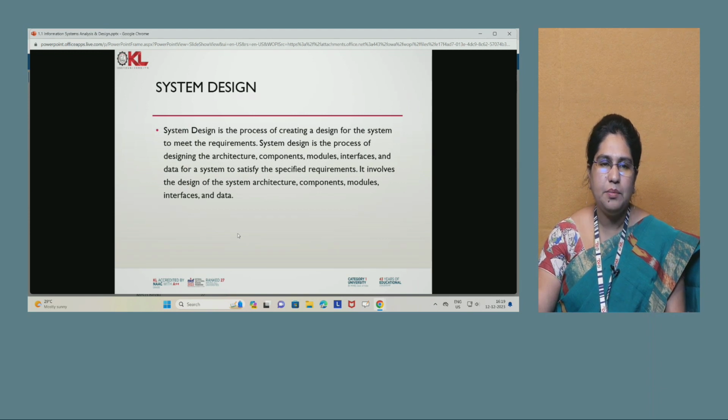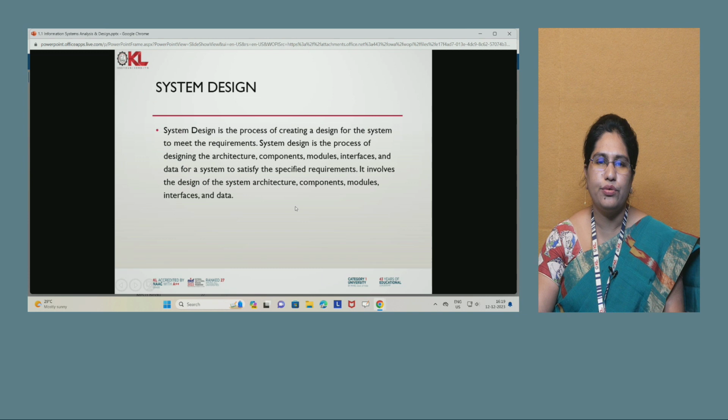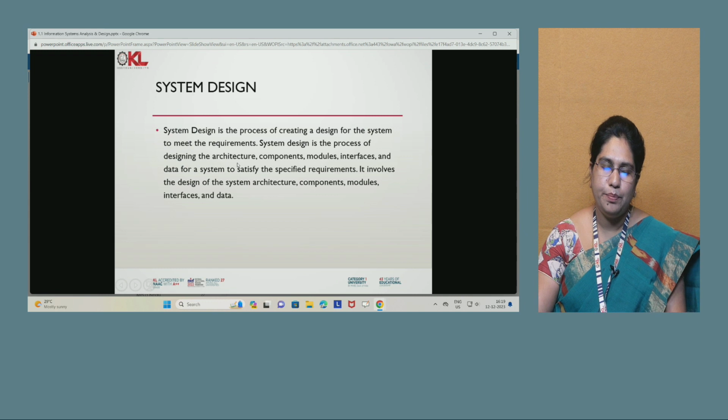What is system design? In the starting of the session I discussed system design, which is used to create a design for the system to meet the requirements. It is going to create the design according to the requirements. This is the second stage of the software development life cycle, and it is used to design the architecture, components, modules, interfaces and data for the system to satisfy the specific requirements.